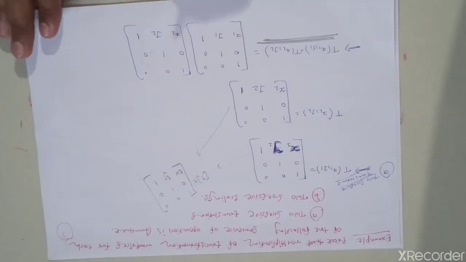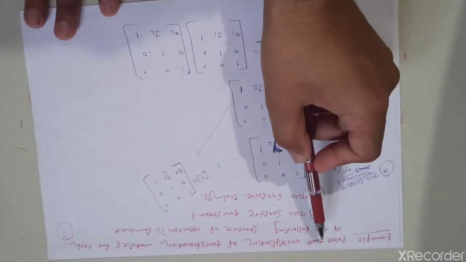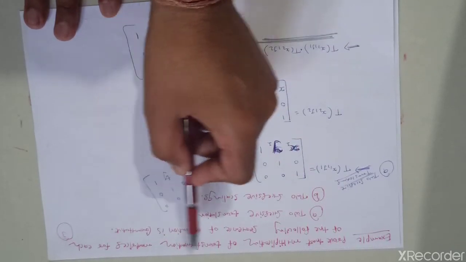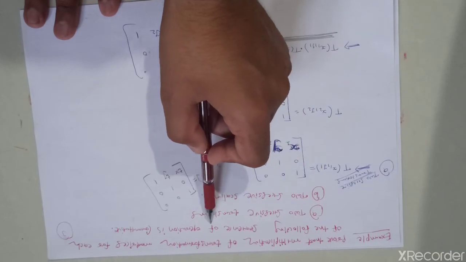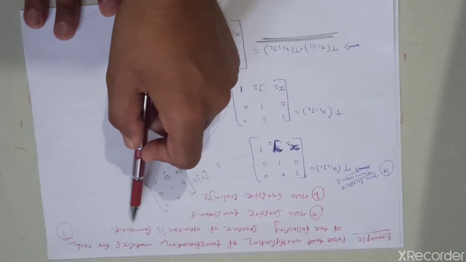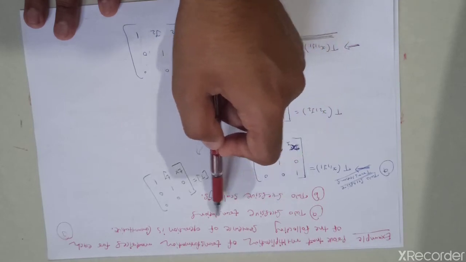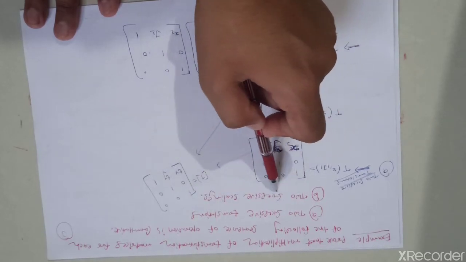Now the next example is, prove that multiplication of transformation matrices for each of the following sequences of operations is commutative. First, two successive translations, and second, two successive scalings.